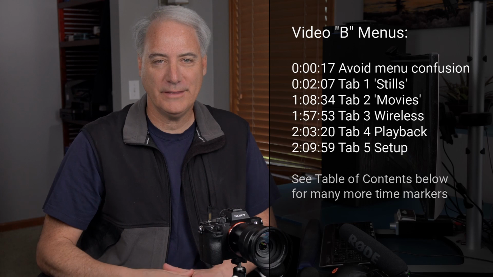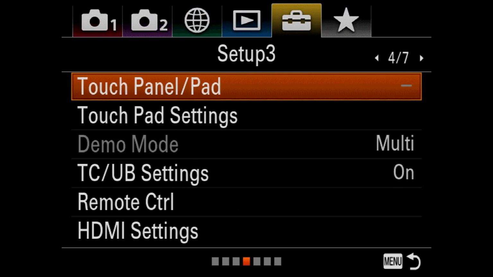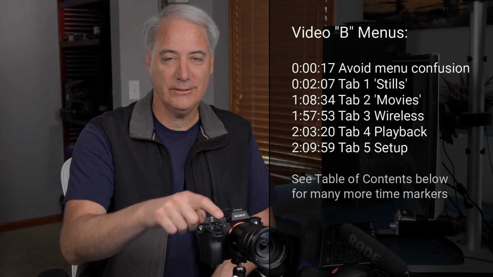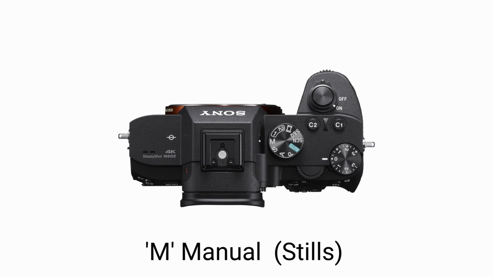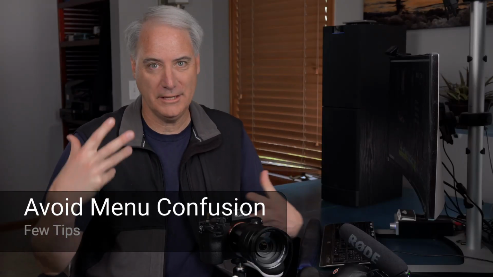All right, next up we're going to talk about the menus, and as you can see here, there are a ton of them, around 180 from my last count. It's a lot. What I want you to do is put the mode dial onto the M position. All right, I want to give you a few tips to help navigate all 180 of these items.